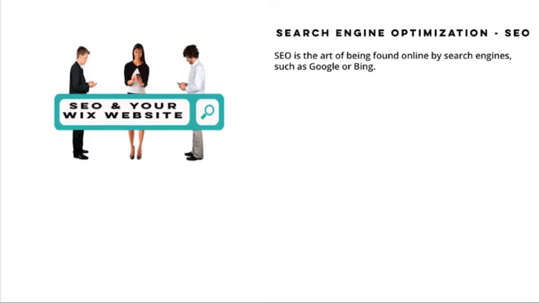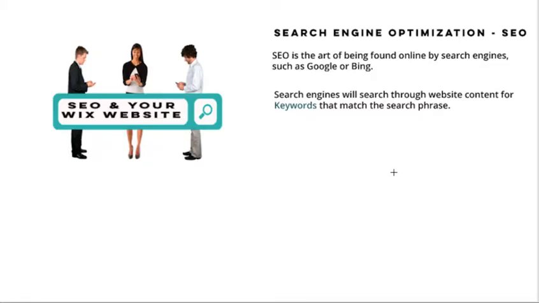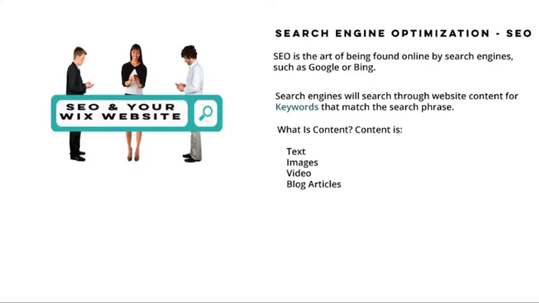SEO is really the art of being found online and ranked by search engines such as Google or Bing. Search engines will search through the content of your website to see if there are matches to keywords in a user's search. For example, coffee shop or bakery on the west side of Manhattan. You might ask what content is on a website, and it is made up of titles, text, images, videos, or blog posts within your website. Google's complex algorithms will search through your website to find matches to the search term.